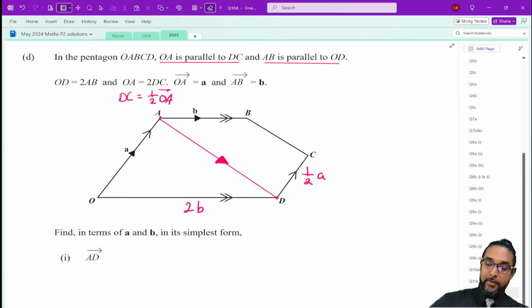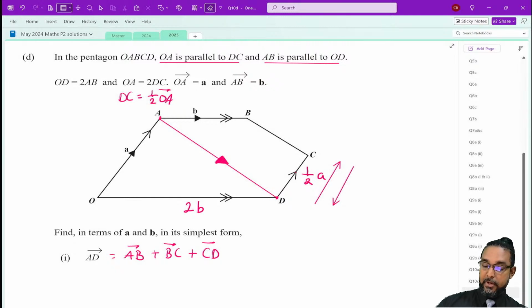Yeah. Right. So it looks like the easiest thing would be to go from A to B, B to C, and then C to D. We have a vector from A to B, that's just B. We do not, however, have a vector from B to C, and then the vector from C to D. If you look at the direction here, DC is going this way. We want to go this way.